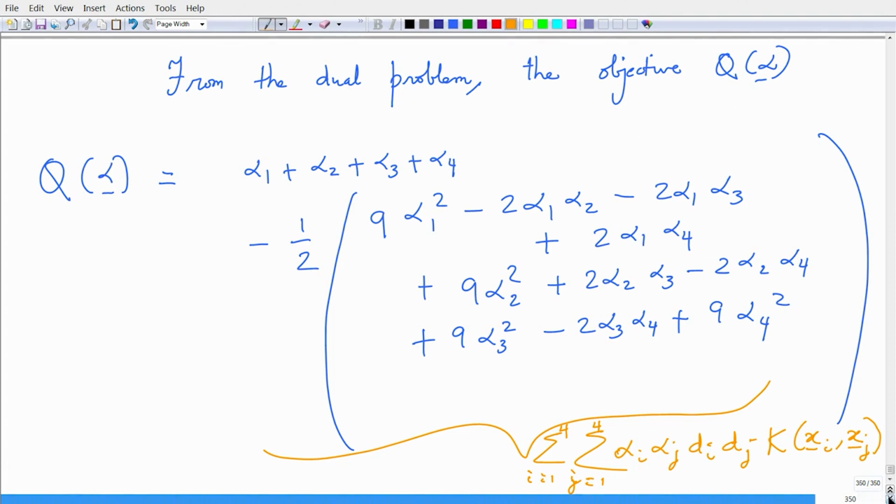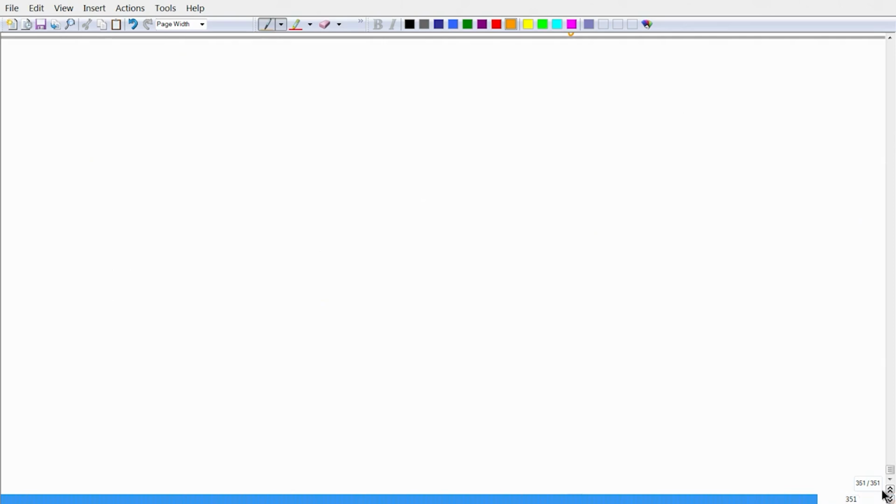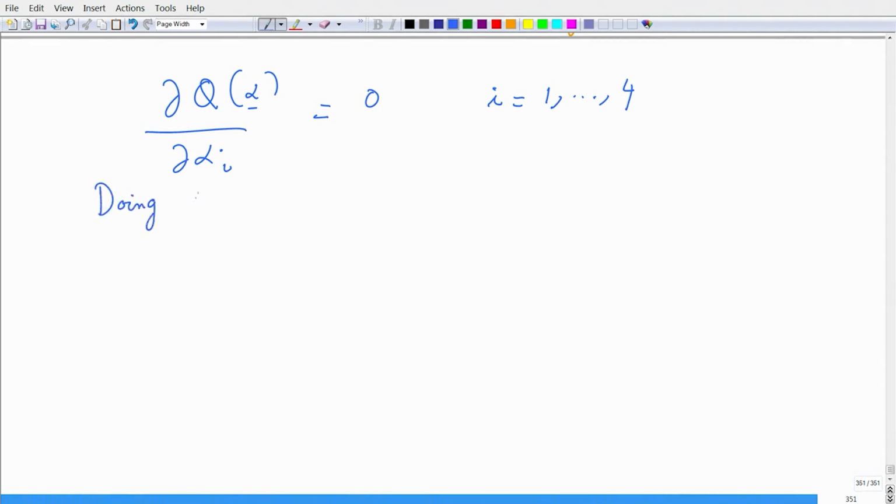Now, once we are set with this dual problem, the rest is sort of straightforward. We do a del q upon del alpha i for each of these alpha i's from i equals 1 to 4 and set that equal to 0. So, doing this yields 4 different equations. So, we have 9 alpha 1 minus alpha 2 minus alpha 3 plus alpha 4 equal to 1.